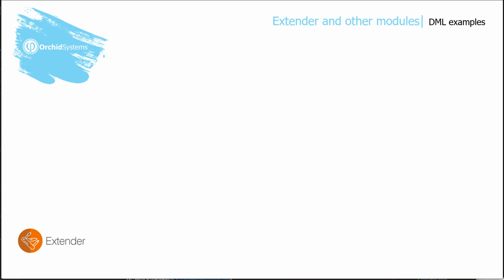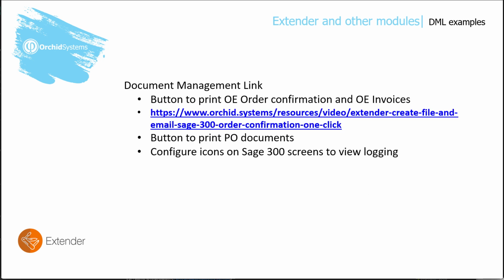Next, we're going to look at using Extender with Document Management Link. And there are 2 very popular examples in that regard. One is to add a button to the OE screen, order confirmation or invoice, to print the documents to a PDF that is saved in a particular folder that matches the Document Management Link configuration. So in one click, you create the PDF that you can then display in Document Management Link. The same thing is possible for PO documents. And for this, I'm going to hand over to Anne.